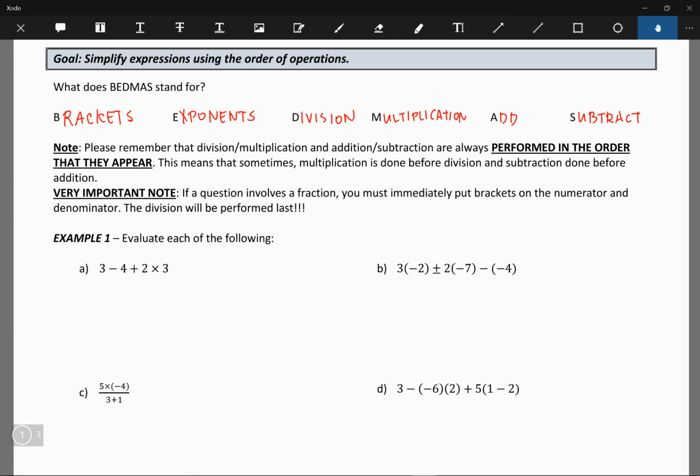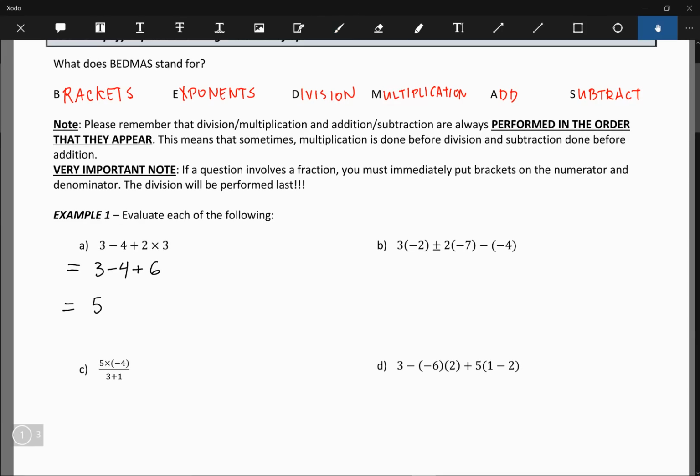3 minus 4 plus 2 times 3. Simply, you just have to do BEDMAS. Do the multiplication first. Here I'm going to write 3 minus 4, I'm not going to touch that. Do the multiplication first: 2 times 3 is 6, so plus 6. Now I do subtraction and addition in the order that they appear. So 3 minus 4 is -1, plus 6 is +5.